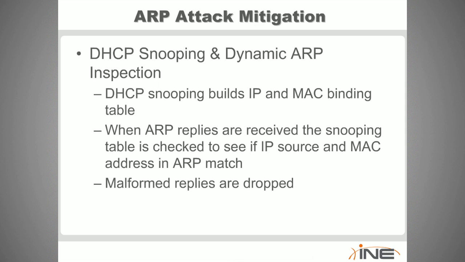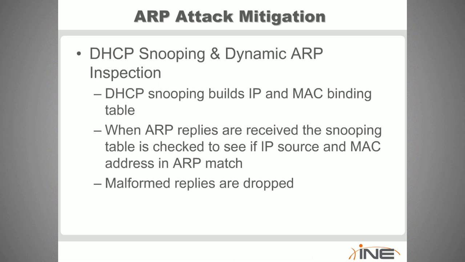Now, based on this, the switch's logic says, well, if this is the legitimate MAC address and the legitimate IP address, I can now correlate this with ARP requests and ARP replies to make sure that the replies actually match up with the snooping binding database. So once DHCP snooping and dynamic ARP inspection are on, the switch is listening not only for all DHCP traffic, but also for all IP ARP traffic.